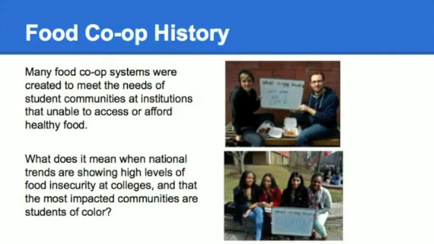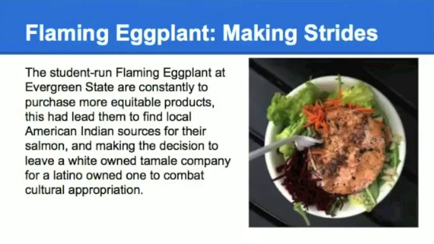And when we think about food co-ops, knowing that and with the vision and the mission to increase access to healthy food, how are we really creating inclusive environments that benefit students of color who are often working 2 jobs, as the statistics show, or who have different demands on their schedules and might have different food preferences? One example of a food co-op making a stride is the Flaming Eggplant at Evergreen College in Olympia.